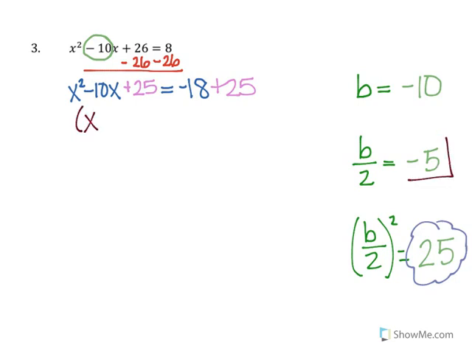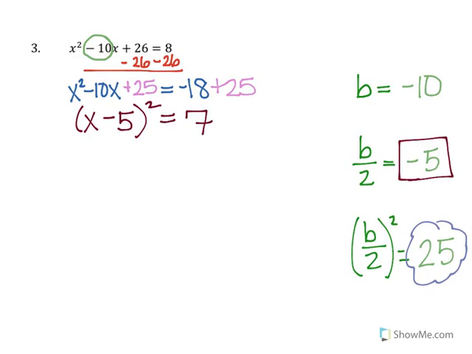Now because our b over 2 is negative, you're going to use this negative 5 in the parentheses, and it's going to be squared. And when you combine the like terms over on the right, negative 18 with positive 25 gives you a positive 7. And we're on to step 4.